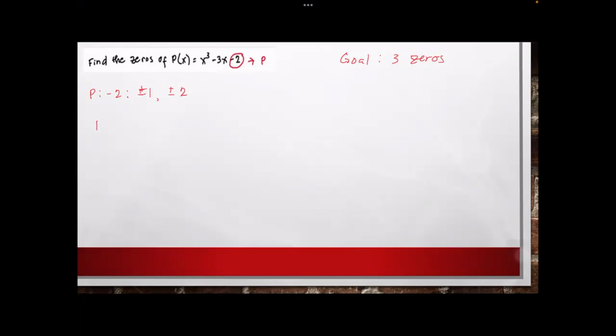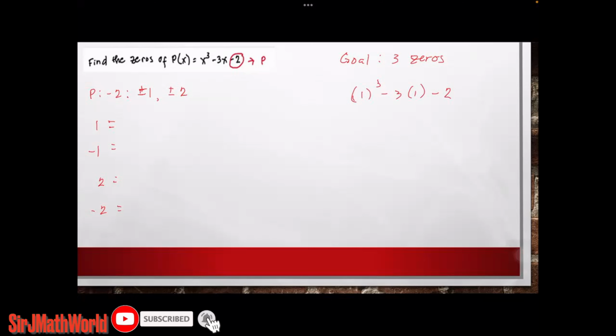So, meron tayong positive 1, negative 1, tapos 2, and negative 2. Ito lang yung sa-substitute natin. Let's try. Again, we have 1 cube minus 3 times 1 minus 2. Try to substitute. What will be the answer pag positive 1? Yes, kanina lang. Negative 4 po. Okay, it's negative 4.